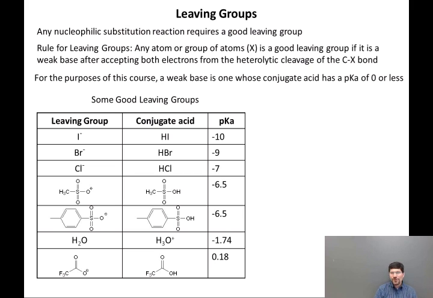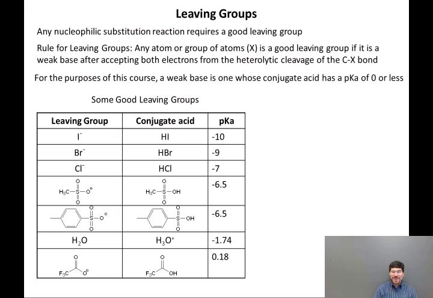Okay, so what are some good leaving groups? I minus, Br minus, Cl minus. So what you have to do is look at the pKa of the conjugate acid. First of all, the conjugate acids of these three are HI, HBr, and HCl. And if you go to the pKa table and look them up, you get pKa's of -10, -9, and -7 respectively. Okay, hydrogen halides are, at least these three are strong acids.